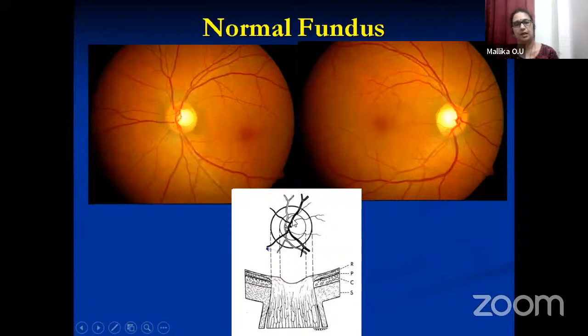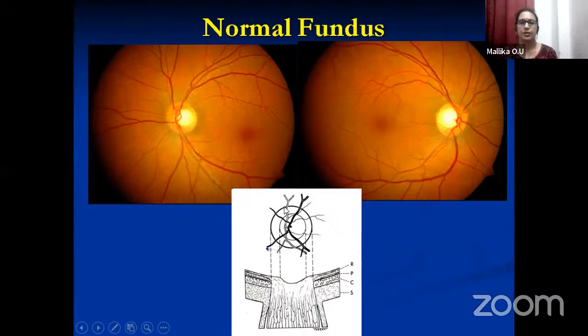You can see the center, that is the optic cup, and this is the neuroretinal rim where the nerve fibers pass. You can see the retinal blood vessels, superior and inferior, branching into supranasal and supratemporal, infranasal and infratemporal. And the darker blood vessels are the veins, and the lighter ones are the arteries.